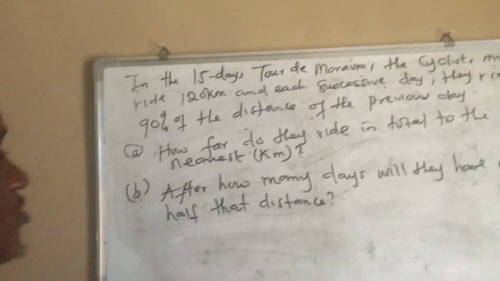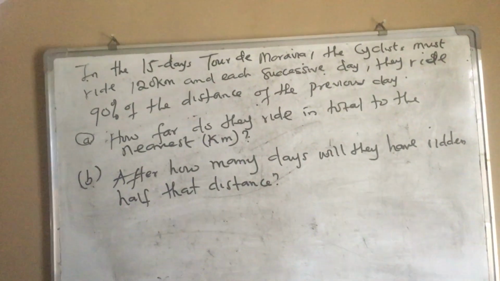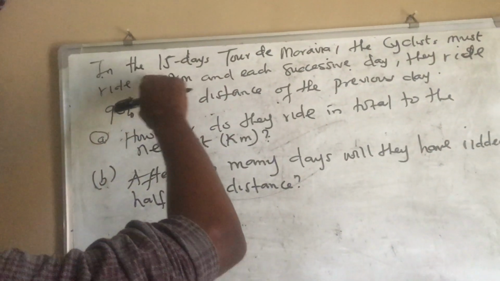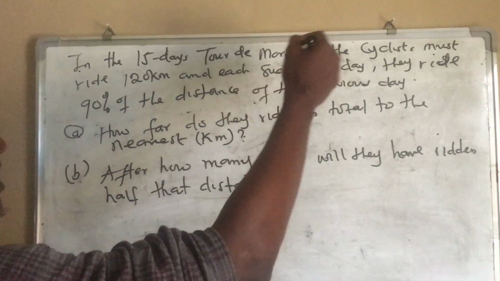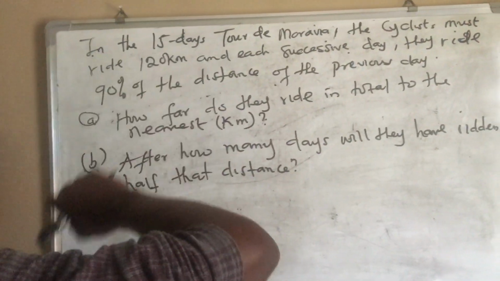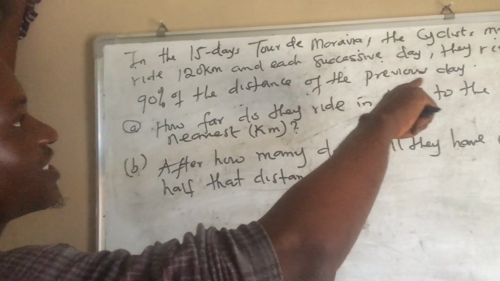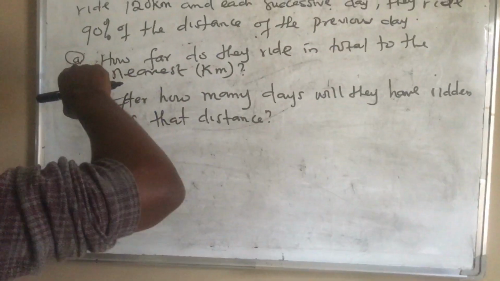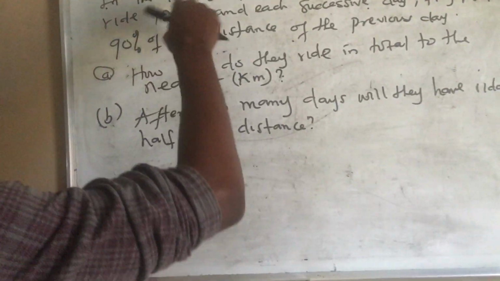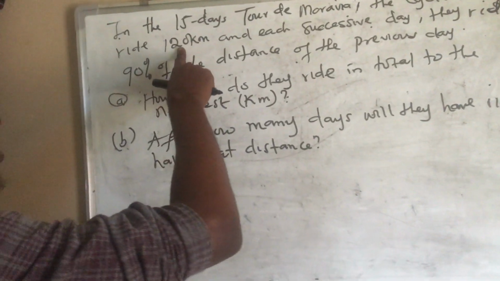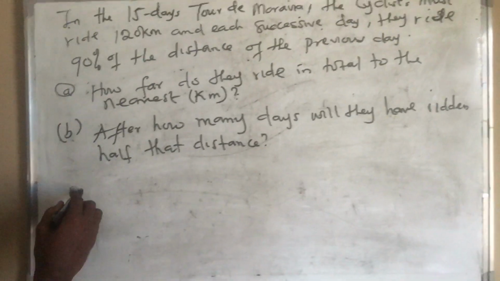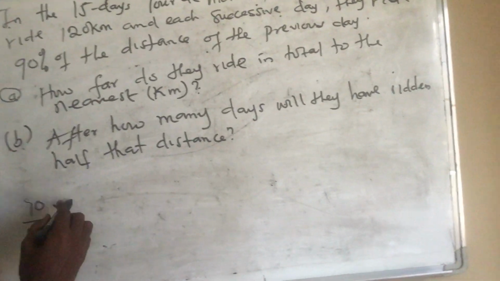Now if you look at this one critically, you see it forms a GP, a geometric progression. That's in a 15-day Tour de France, a cyclist must ride 120 kilometers, and each successive day they ride 90% of the previous. That means the second day that cyclist will ride 90% of 120. The third day you will ride 90% of what we get. If you say 90% of 120, you say 90 over 100 times 120.